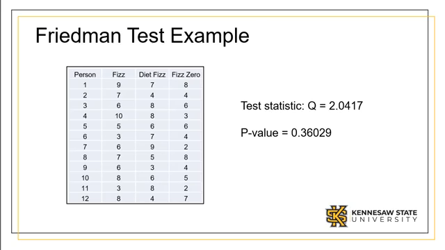The test statistic is calculated using technology and equals 2.0417. With 2 degrees of freedom, this gives us a p-value of 0.36029. Since the p-value is bigger than 0.05, we will fail to reject the null. There is no difference in the median of the 3 colas.